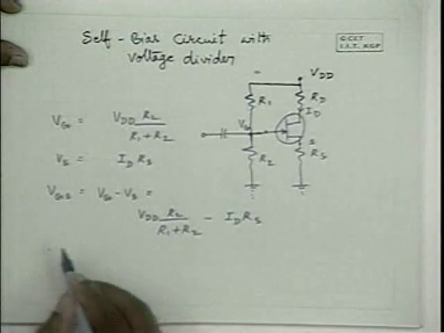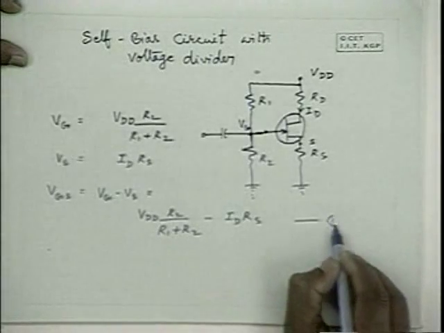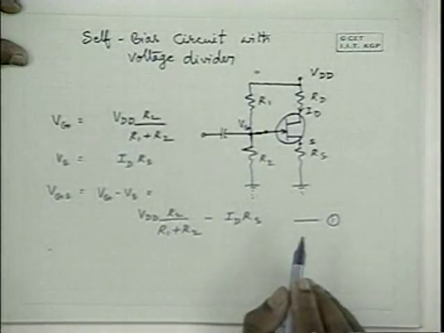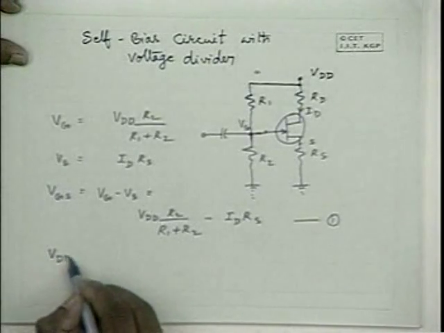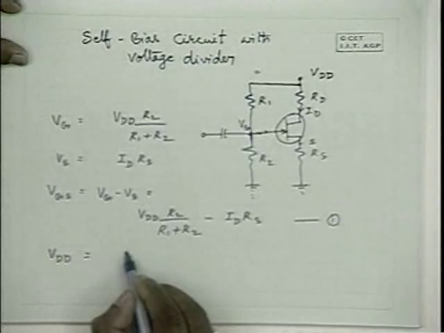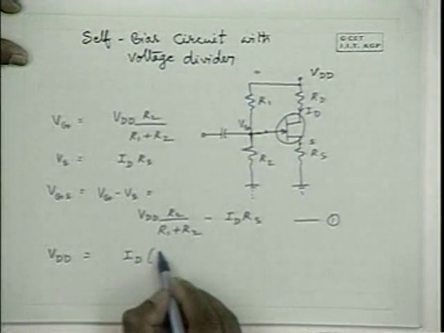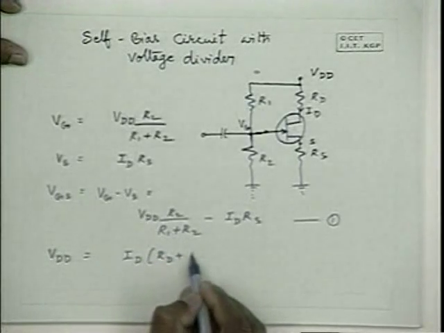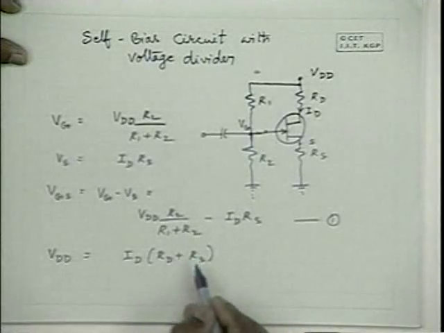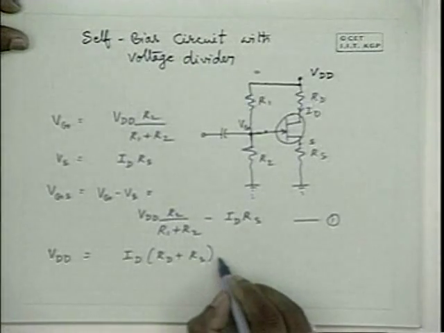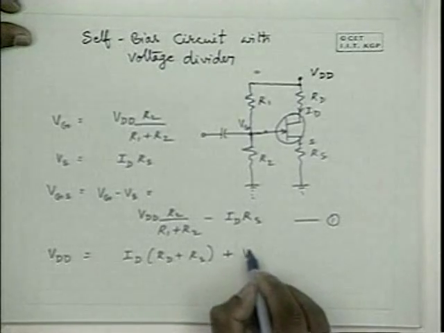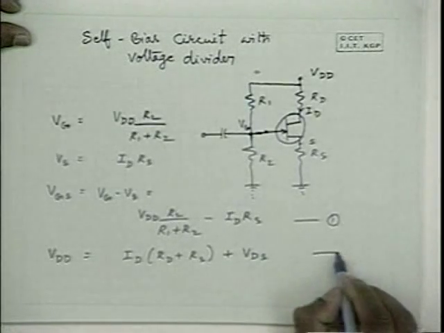And the output side equation, this is, as I said, now equation 1 in this particular case. And the output side equation is the same equation. VDD is equal to that ID flows through RS and RD. So the total voltage drop is ID into RD plus ID into RS, plus VDS. This is the output equation.